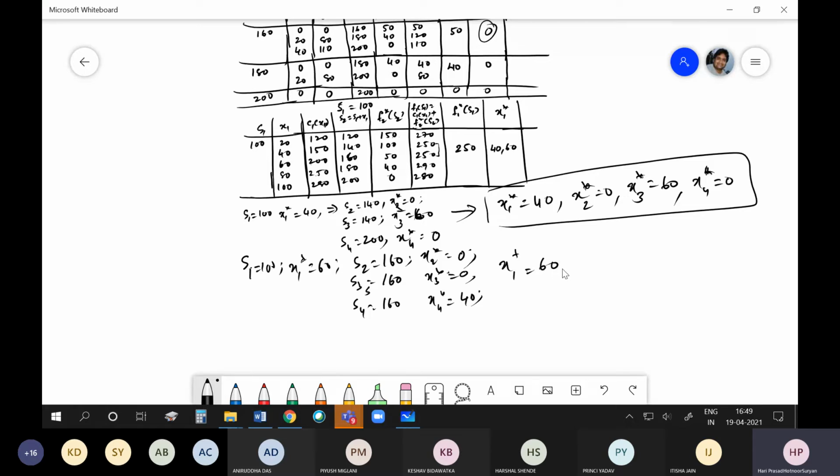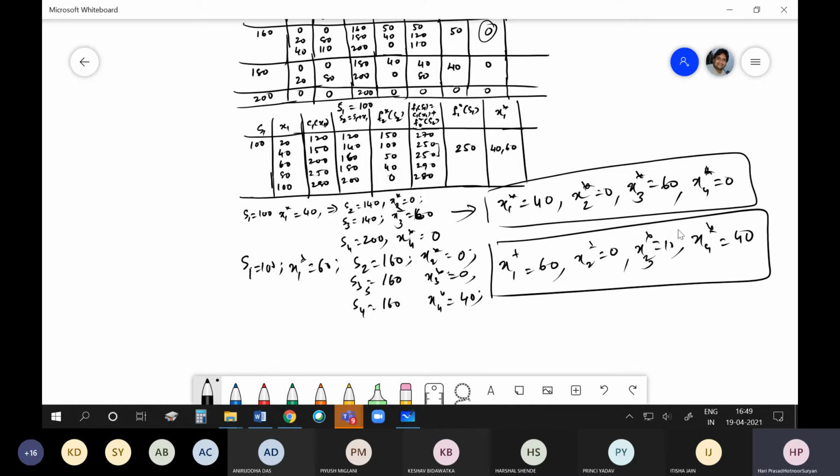So another strategy is X1 star is 60. That means you increase the capacity by 60 units right now. Don't do anything for another 10 years. At the end of 15 years, you increase it by 40. So these two strategies will cost you only 250, whereas any other capacity expansion strategy will be costing you more than these two strategies.